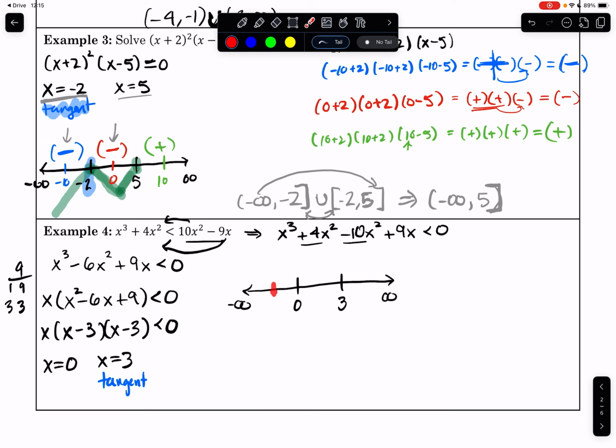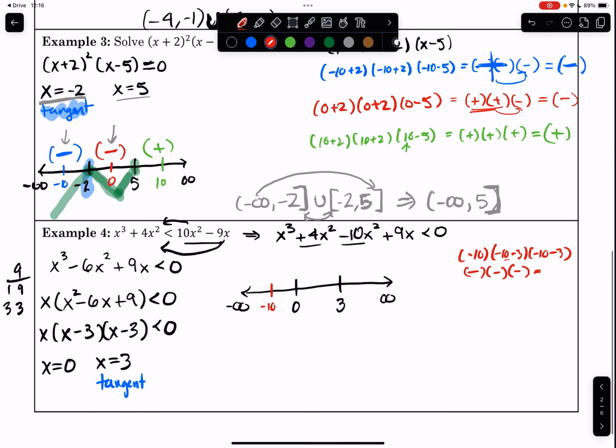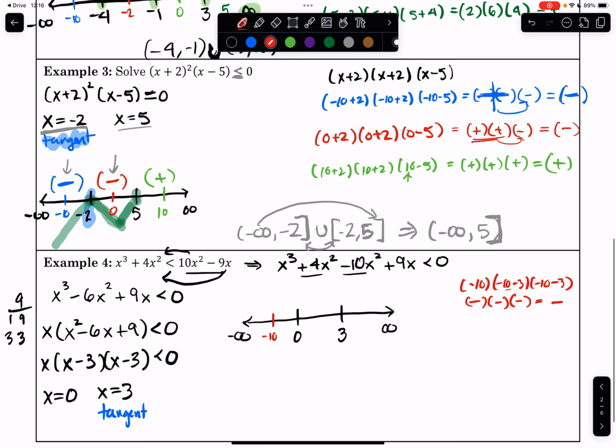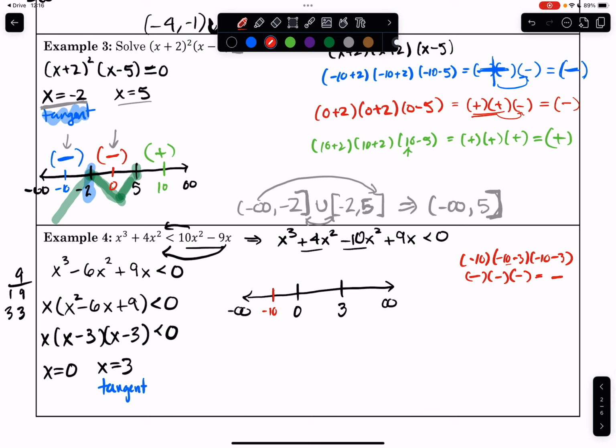So let's start by plugging in a number that is less than 0. We'll do something simple. We'll do negative 10 yet again, okay? So we're going to plug in negative 10 for x. Negative 10, negative 10 minus 3, and negative 10 minus 3 again. Well, negative 10 minus 3 is negative, and negative 10 minus 3 is negative. So multiplying 3 negative numbers is going to result in a negative value. So between negative infinity and 0, we're going to be negative.